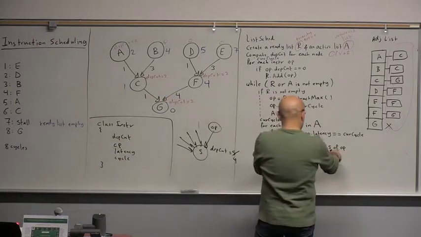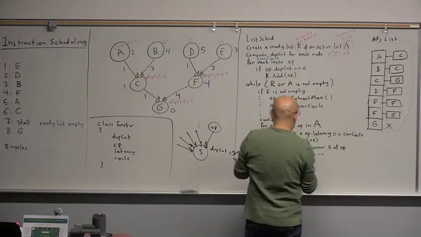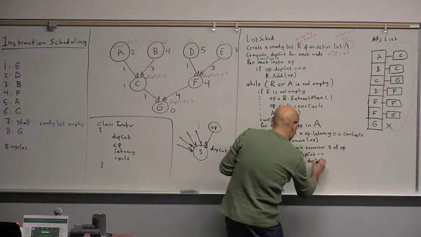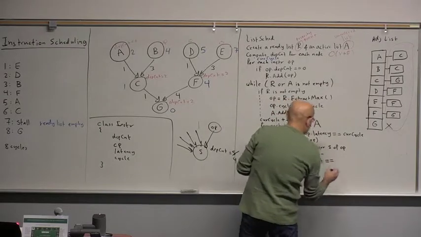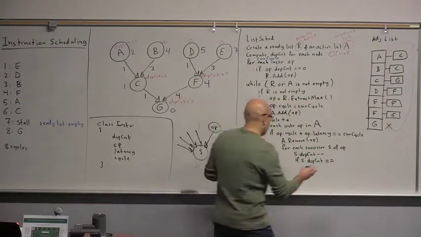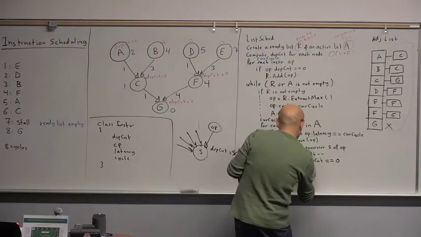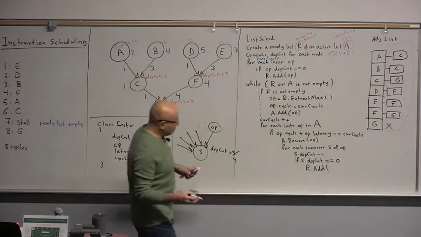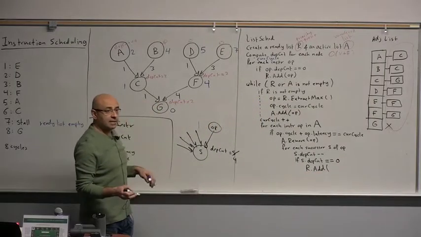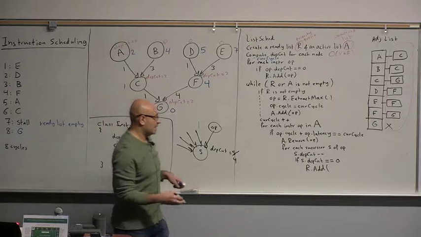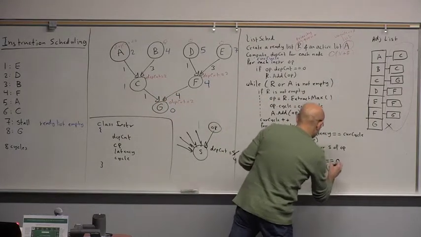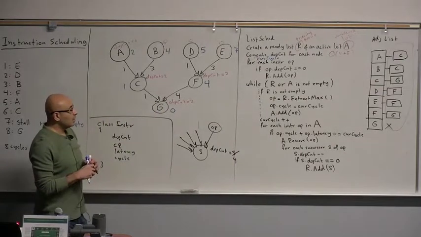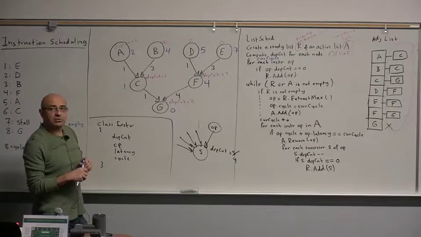Then, when all 4 are done, S will become ready. So for each successor S of up, S dot depth count minus minus. If S dot depth count equals 0, then R dot add S. Should we add S or up? S. Okay, so that should do it.